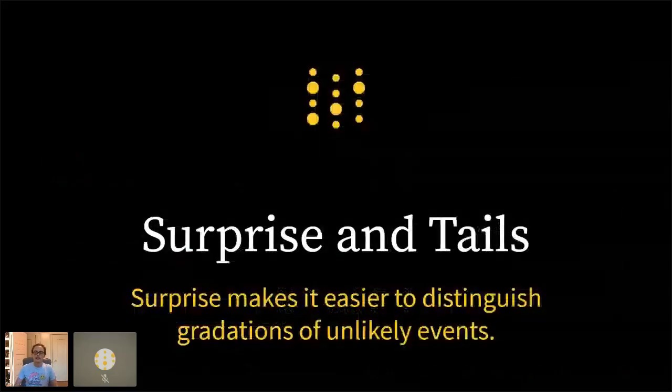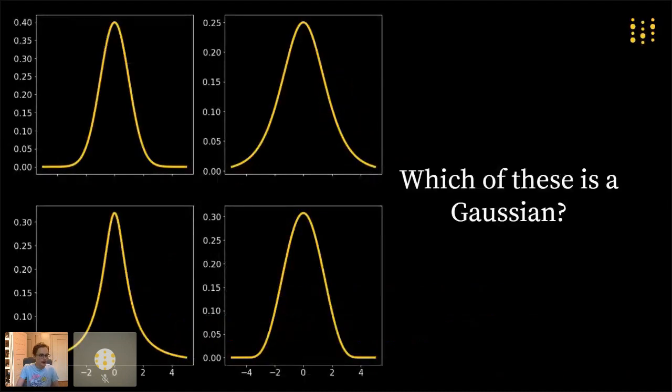The other thing that surprise is useful for is thinking about the densities and distributions that we work with when we use probability in our machine learning. And so I'm going to borrow this example that I saw on Twitter and ask, just looking at these, which of these do you think is a Gaussian? So which of these is a normal distribution or a bell curve? To me, they all look like bell curves in some loose sense. And it's really hard for me to tell. I would have probably said that all of these look kind of like a Gaussian to me.